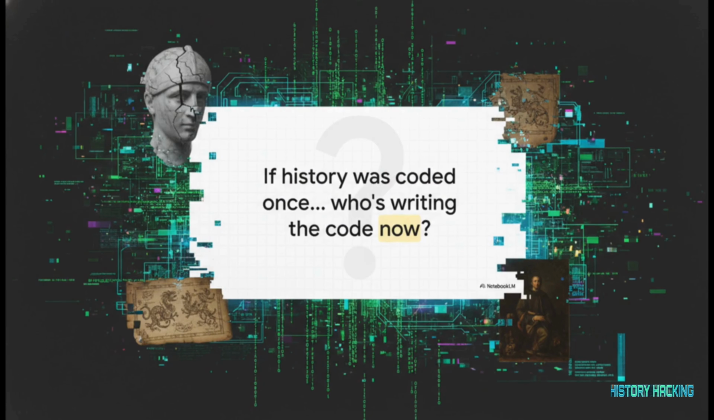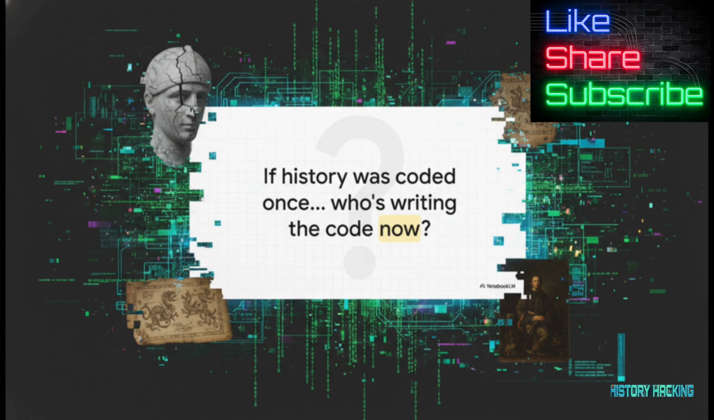And that leaves us with one final, pretty unsettling question. We found the source code for the Middle Ages. We've seen what looks like the author's signature. And it proves that our reality can be scripted. So, if history was coded once, who's writing the code now?